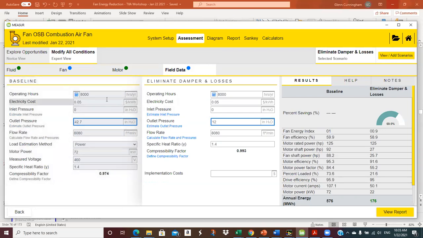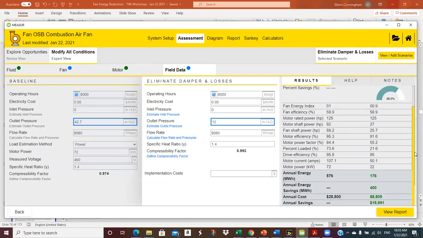So here's my field data, and this is what is going to change. I'm going to change this 42.7 static developed to 12 because that was the basic change that he made. And you see it does change the compressibility factor a little bit.